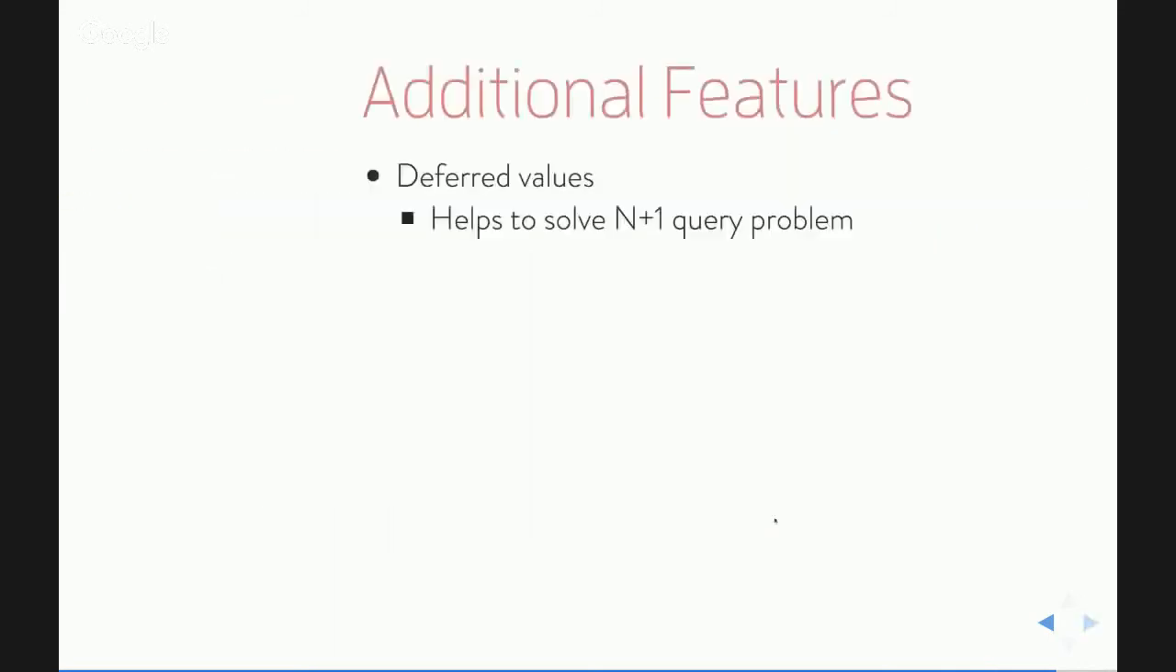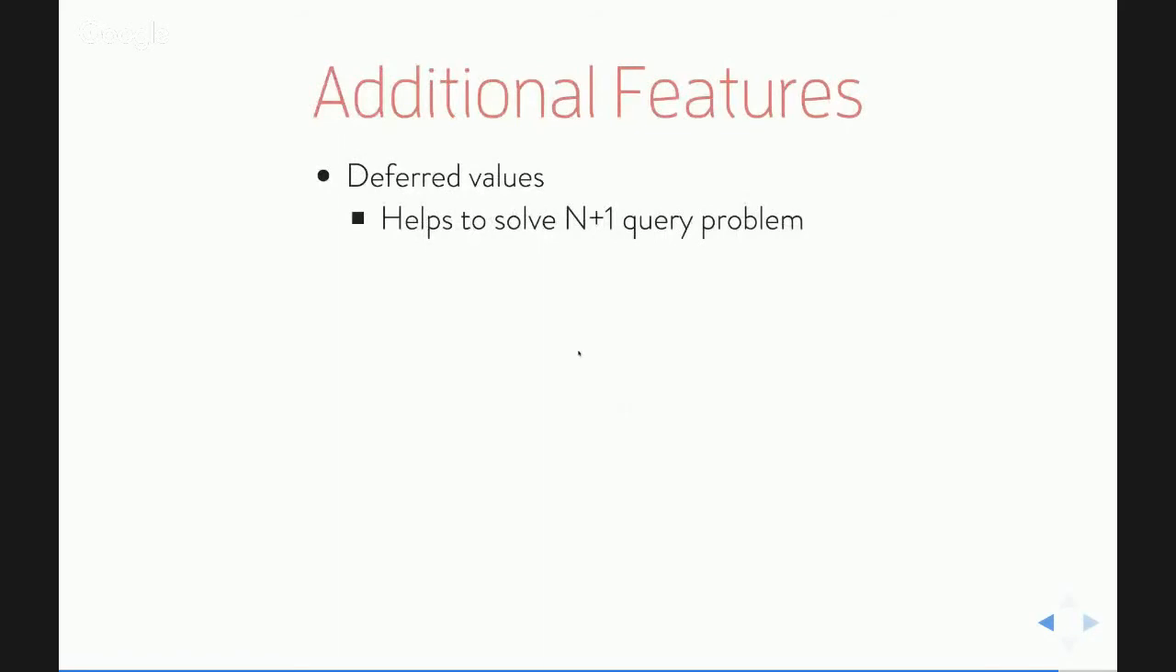Just to highlight some additional features that Sangria has and other GraphQL implementations may or may not have. Those are features that are useful for real world applications. As soon as you start with GraphQL, a lot of questions remain unanswered, and those features help you to solve issues along the way, or to implement particular things. For example, deferred values allow you to solve the n plus one query problem.